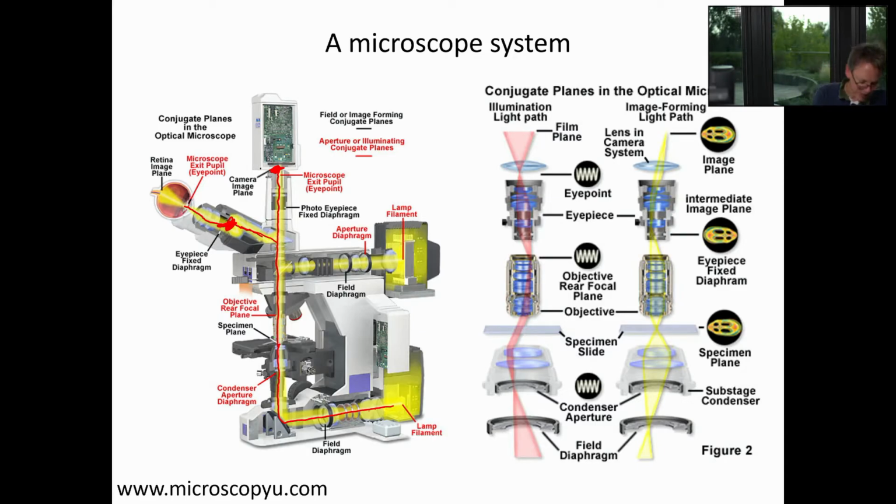This is an upright microscope because the objective sits on top of the sample. The sample is down here. There is a focusing knob and a specimen stage, and the focusing knob allows you to put the sample into focus with respect to the objective to get a sharp image.